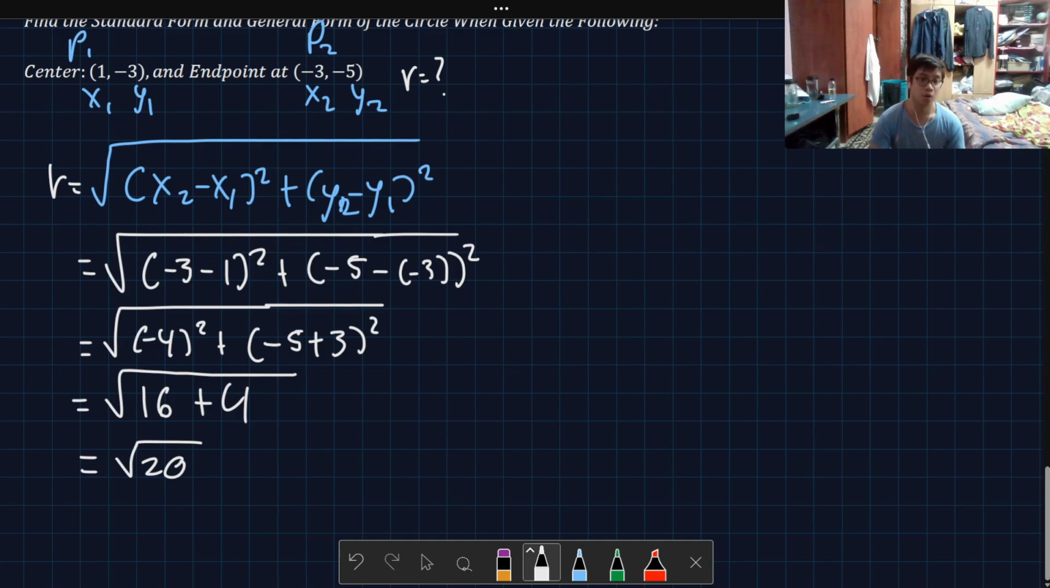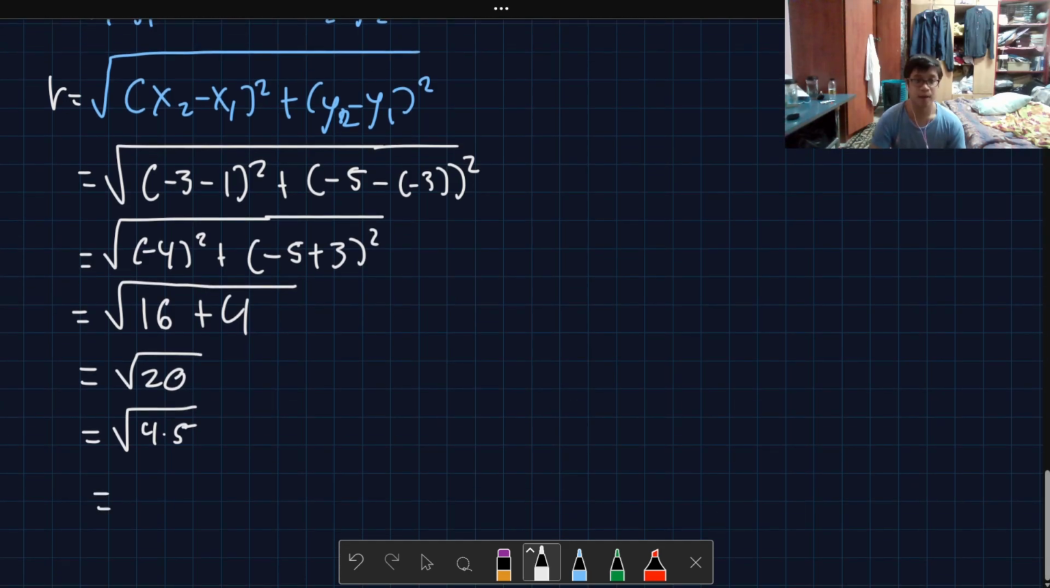That's it. Or you can simplify this, because this is just the same as 2 square root of 5. How do I know that? Well, 20 is just the same as 4 times 5, right? And here's the thing: instead of square root of 4 times 5, I can have square root of 4 times square root of 5.